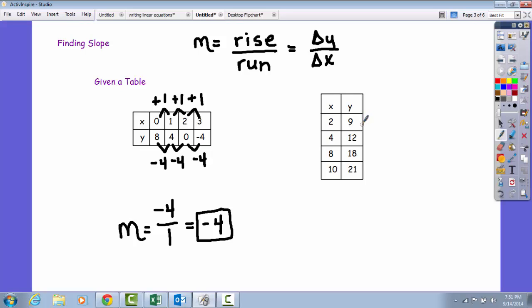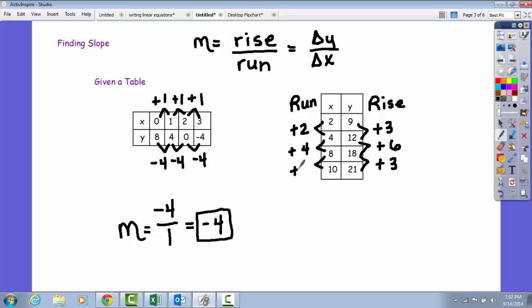On the next table, I'm going to again look for my rise values on my y side. I notice that from 9 to 12 this has increased 3 spaces. From 12 to 18 I have increased 6 spaces. From 18 to 21 I've increased 3 spaces again. On the run side of this vertical table, my x's are increasing by 2, then they are increasing by 4, and then they are increasing by 2 again.